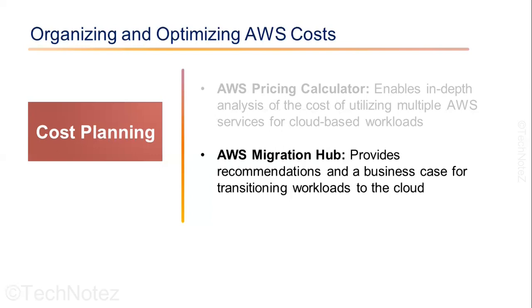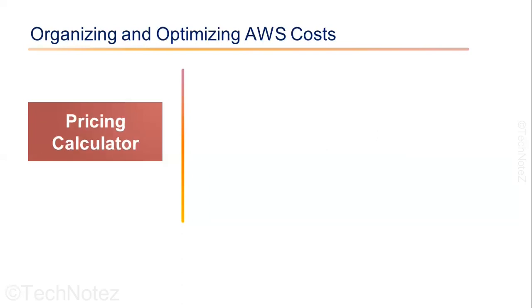AWS Migration Hub can be used to migrate a wide range of applications, including on-prem, virtualized, cloud-based workloads, as well as database and storage. The AWS Pricing Calculator is a web-based tool provided by AWS that allows the customer to estimate the cost associated with various AWS services. This allows the customer to add their specific resource requirements and generate a detailed cost estimate for their desired configuration.